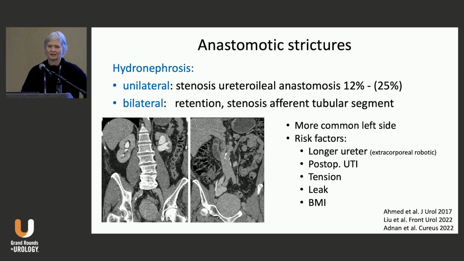segment. Now, they're always more common on the left side, and the risk factors, as mentioned before a little bit, are longer ureters, which is what happens when you do an extracorporeal diversion. Postoperative urinary tract infection, which causes inflammation and fibrosis. You always need a tension-free anastomosis to avoid leakage. That goes together with the BMI. I personally think the BMI has to do with it being more difficult, you having more tension and leakage, and that's what's causing the problem.